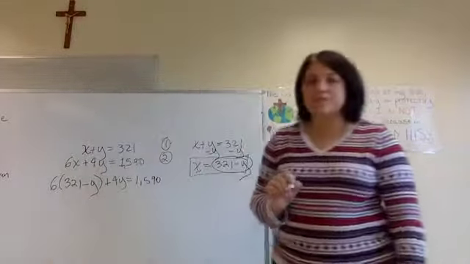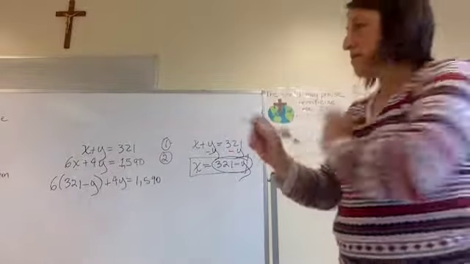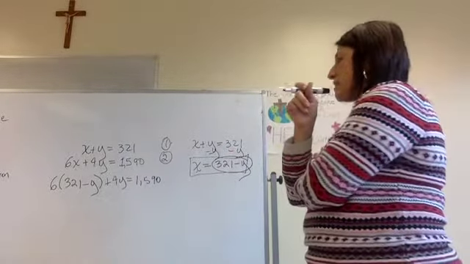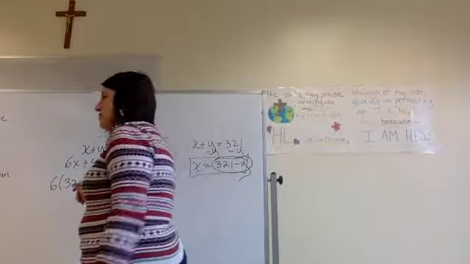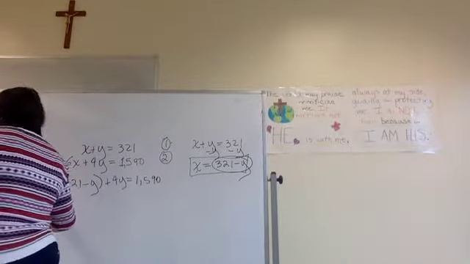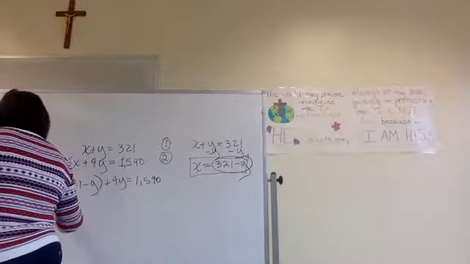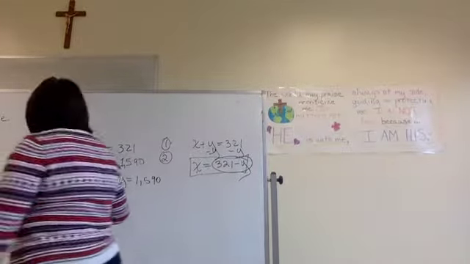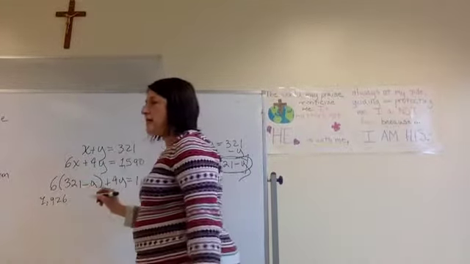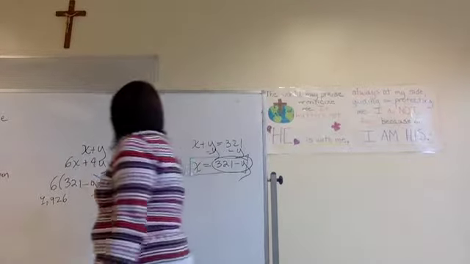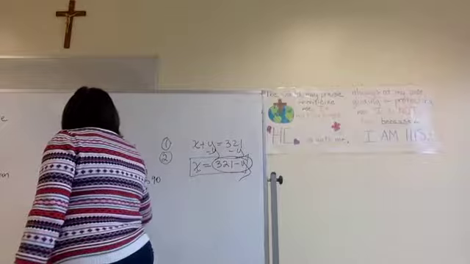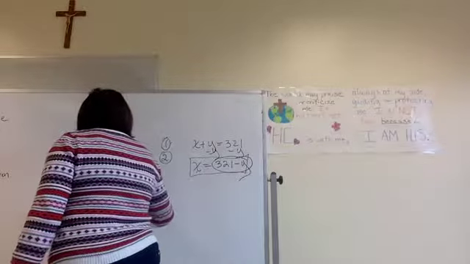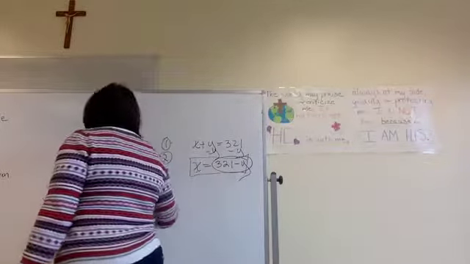All right, what's my next step? Distribute the 6. Okay, so Gifty, do you have that? 6 times 321, what is that? 1,926. Okay, and now what do I have to do next? Minus 6y. Minus 6y plus 4y equals 1,590.